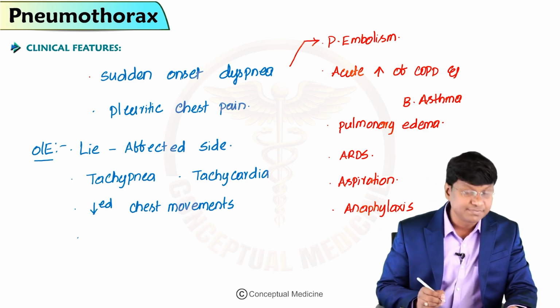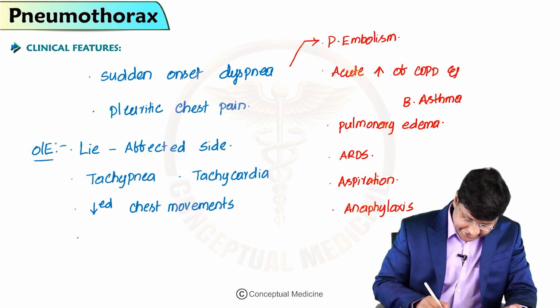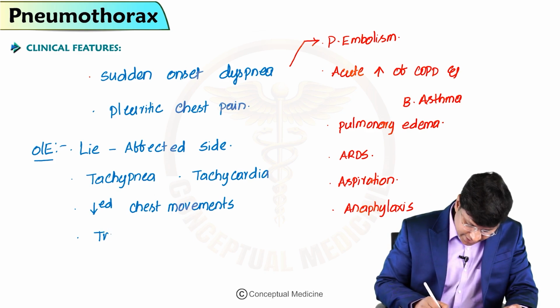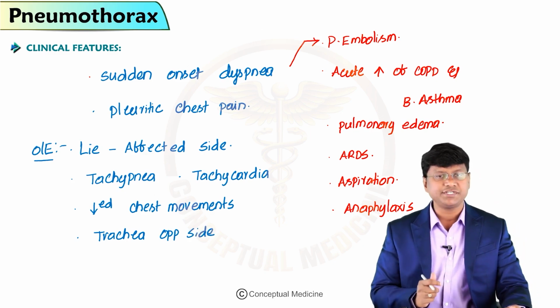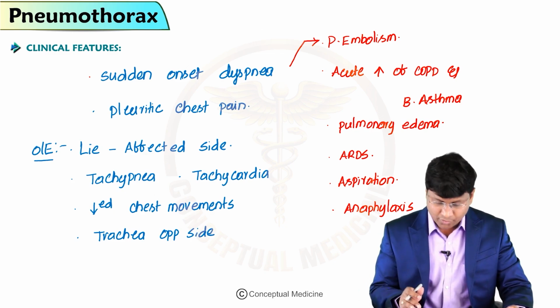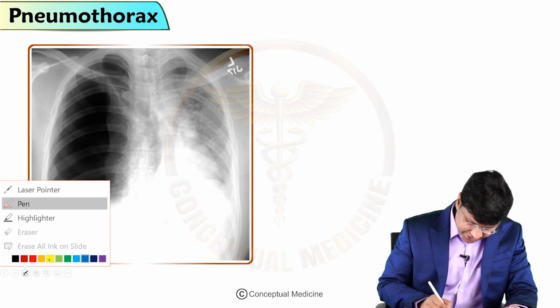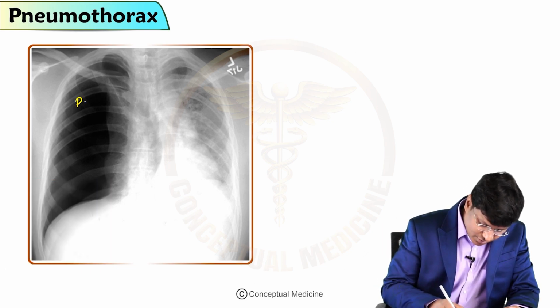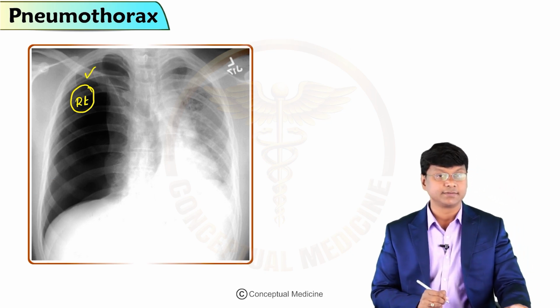And you will also observe that the trachea is deviated to the opposite side. I'll show you an X-ray where you have pneumothorax and the trachea deviated to the opposite side. Now, the question is why the trachea is deviated to the opposite side. You see here, this is an important X-ray of pneumothorax. It is a pneumothorax of the right lung.